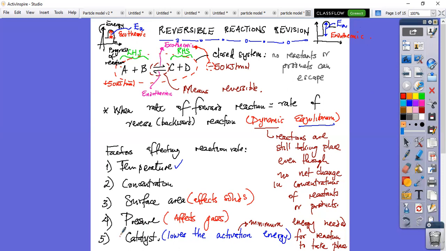Okay. Now, a catalyst does not change the position of equilibrium. It simply increases the rate at which equilibrium is achieved. So equilibrium is achieved much quicker, but the position is still the same. Does that make sense?